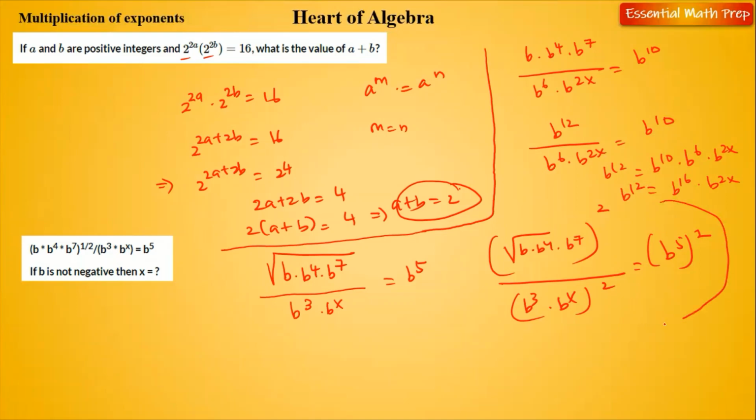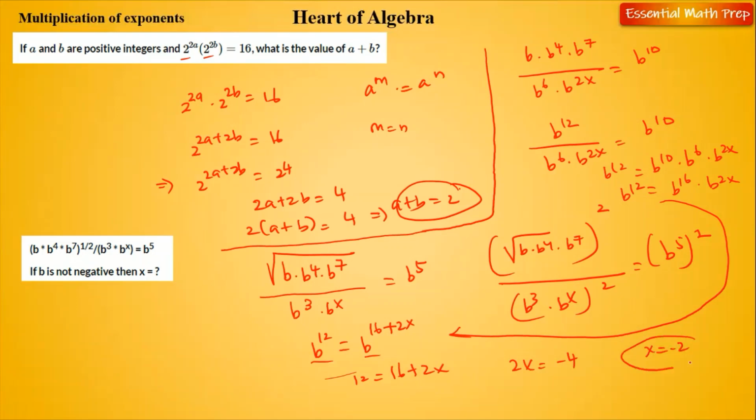Let's go again to the bottom somewhere here. Because the base, we can write one more step before we simplify it. That's the same as 16 plus 2x, right? I could have done it right here, but I wanted to do it as a separate step. So we know the bases are the same, so 12 equals 16 plus 2x. 2x equals -4, right? So x equals -2.